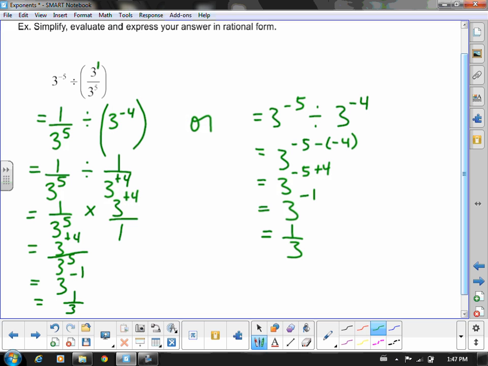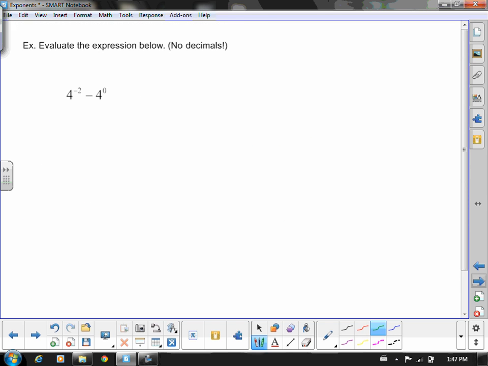The only thing that you don't want to do is to actually evaluate and turn that 3 to the 5 into an actual value, or the 3 to the 4 as an actual value. You want to incorporate your rules. All right, our next example. So evaluate the expression below, no decimals.